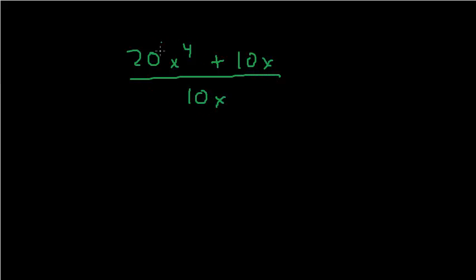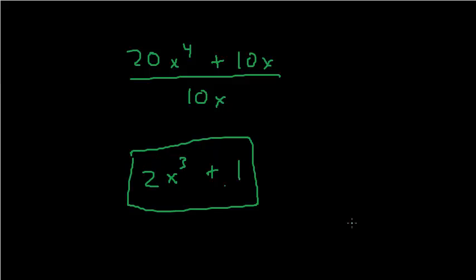Here, I take my first term divided by 10x. 20 over 10 is 2. Next x to the fourth over x, x cubed. Now my next term, 10x divided by 10x, is 1. Anything divided by itself is 1. So just have plus 1. Again, those two cancel out, leaving me with that factor of 1 that I have to bring down. So this then is my final answer.